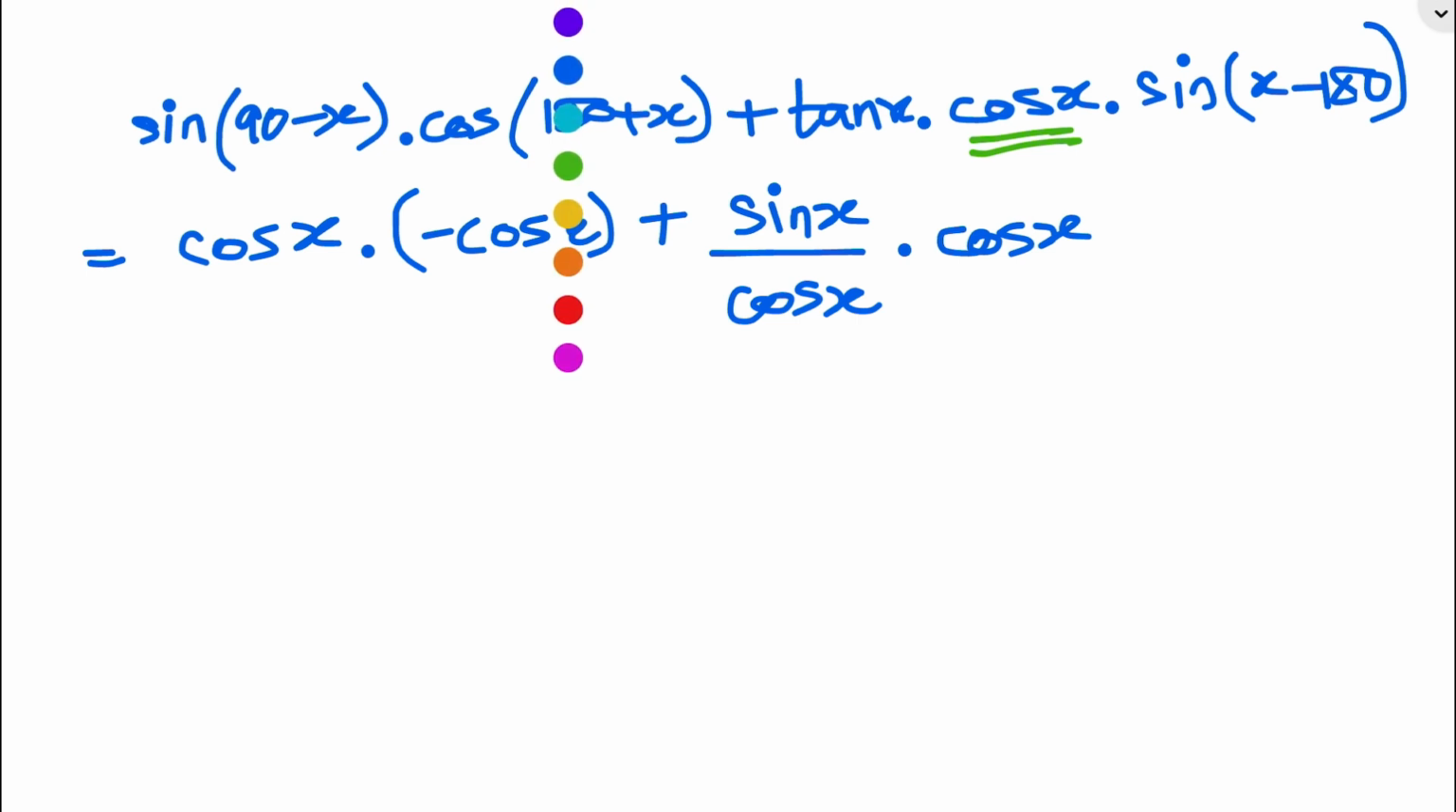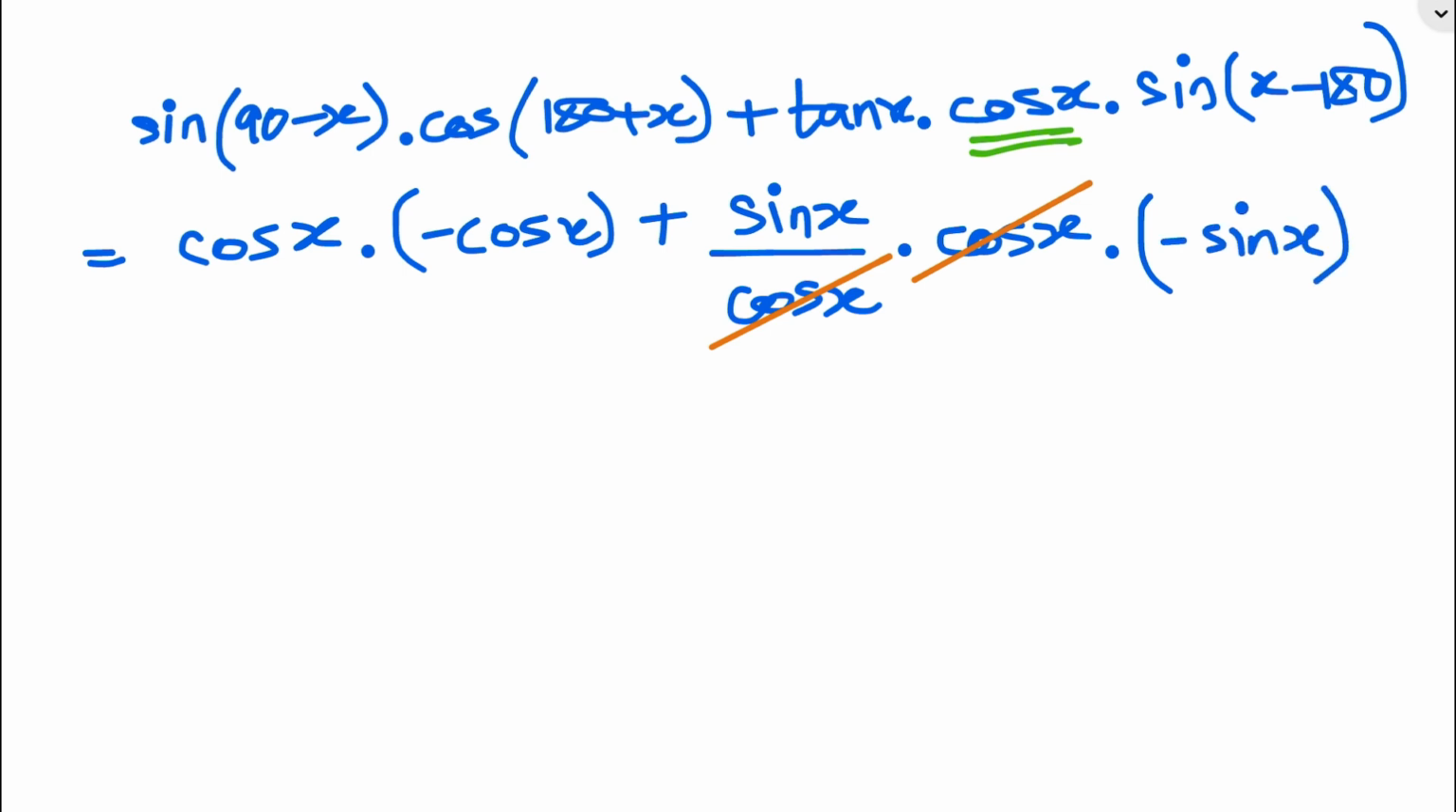Now notice this is actually quite important. Tan is sine divided by cos, and then we're multiplying by cos. Since we're dividing and then multiplying, those two operations should cancel each other out. Then we have sine of x minus 180, and this is going to be negative sine x, also in the third quadrant from the alternate table.